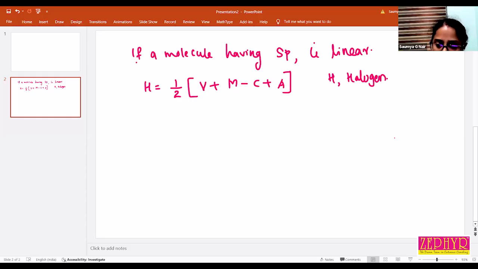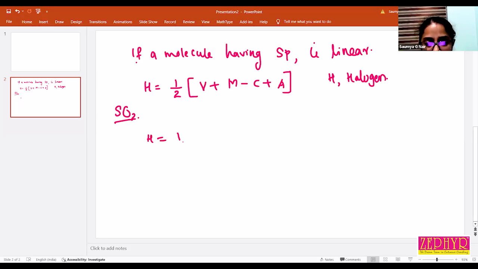V, number of valence electrons. M, number of monovalent atoms. C is the magnitude of charge of the cation and A is the magnitude of charge of the anion. Okay, so first example is SO2. Another shortcut is also used for finding sp. I will show you that also. First we have to calculate SO2.